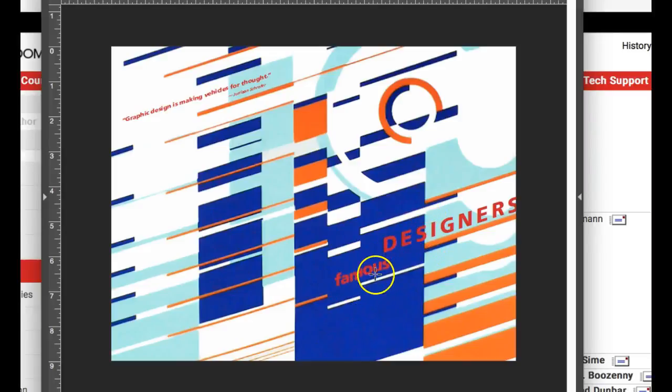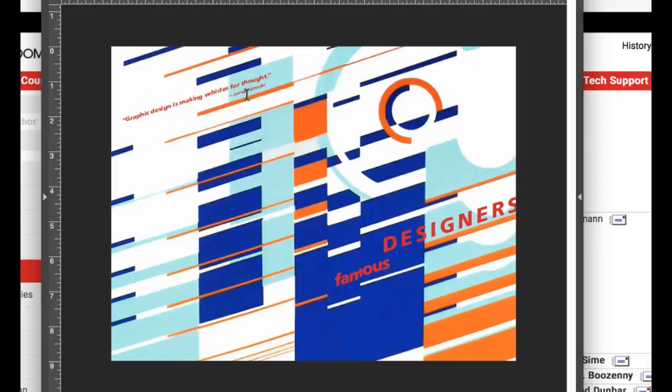Follow the plane, follow the visual plane, and if you're going to separate that word to try to give it some dimension, be consistent with it and do it elsewhere. Okay. Also, elsewhere meaning right here, the only other applicable place, really. Okay, and then over here, graphic design is making vehicles for thought.